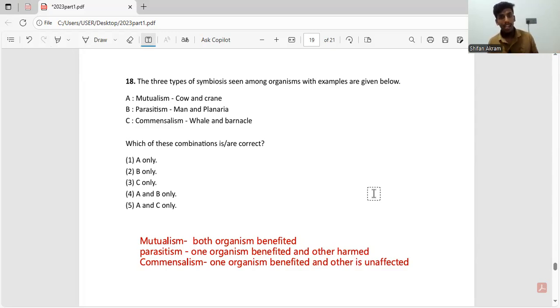Then we have parasitism again: man and planaria. We think this statement is correct, because when we hear the word planaria, we think of worms, right? Planaria belong to the platyhelminths and they are worms. But the thing is, planaria are free-living worms and they don't cause harm to humans. So this relationship is not parasitic. The second statement is also wrong.